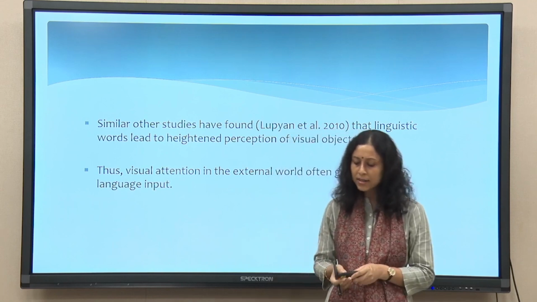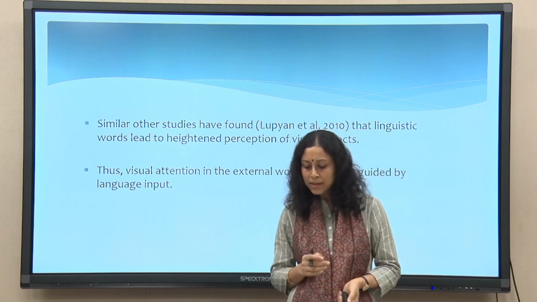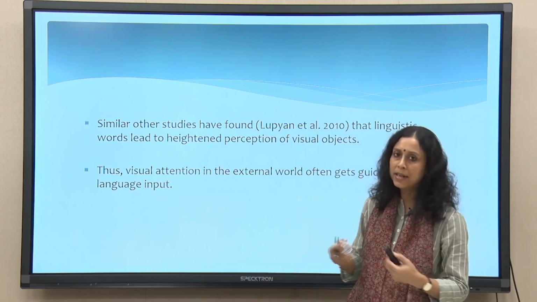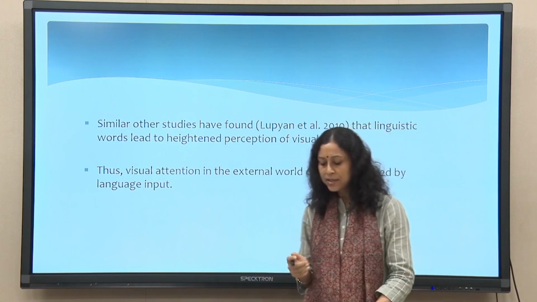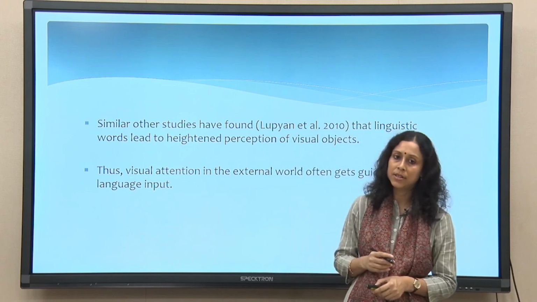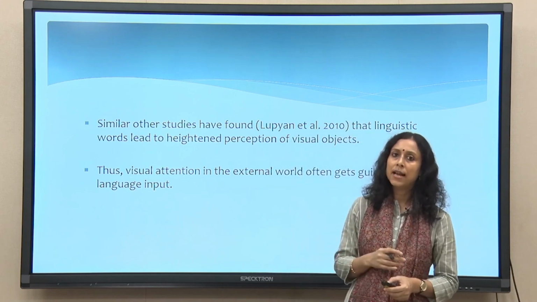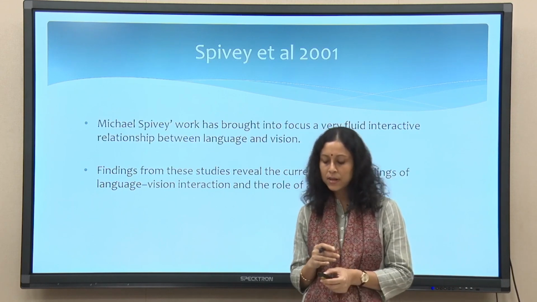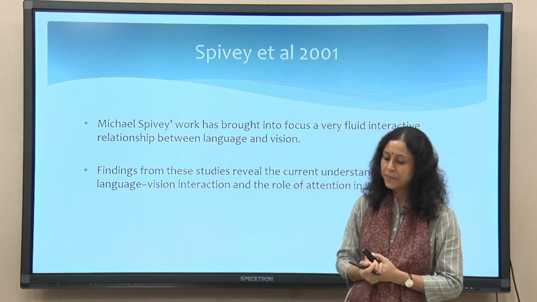There are many other studies by the same group. They have found that linguistic words lead to heightened perception of visual objects in many other studies as well. Thus, visual attention in the external world often gets guided by language input. So, language input actually has a guiding role in visual perception. This is one strand of research.